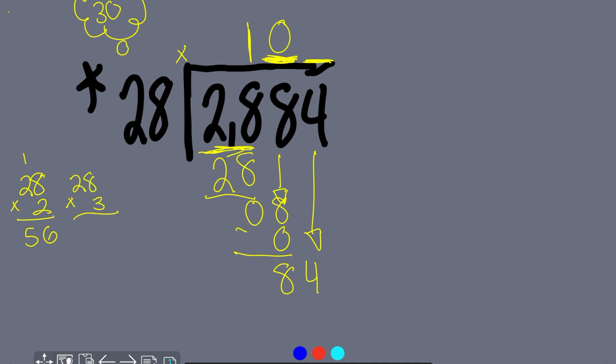See what I get. 3 times 8 is 24. 3 times 2 is 6, plus 2 is 8. That works out perfectly. So it can go in there 3 times. 3 times 28 is 84. I subtract, I get a 0. I have no remainders, so I am done.